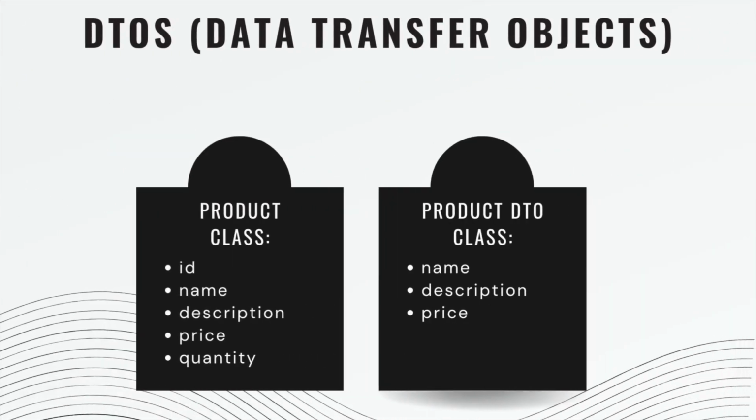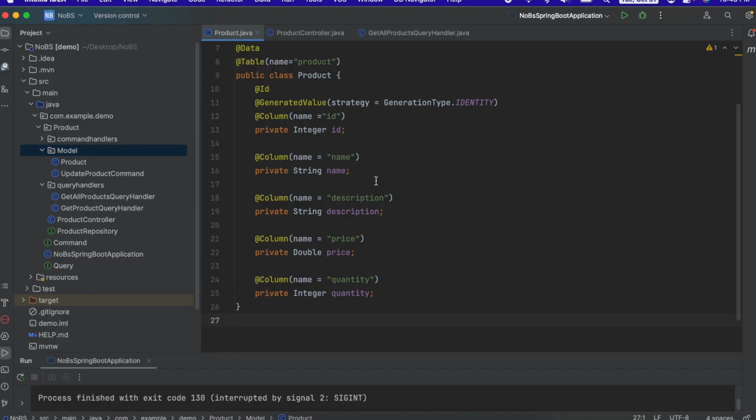In our specific example, we have a product class which maps to our database with ID, name, description, price, and quantity. But for our HTTP requests, we only want to send the name, description, and price. Okay, let's see how to do that. So as mentioned earlier, this is our product. It has ID, name, description, price, and quantity.